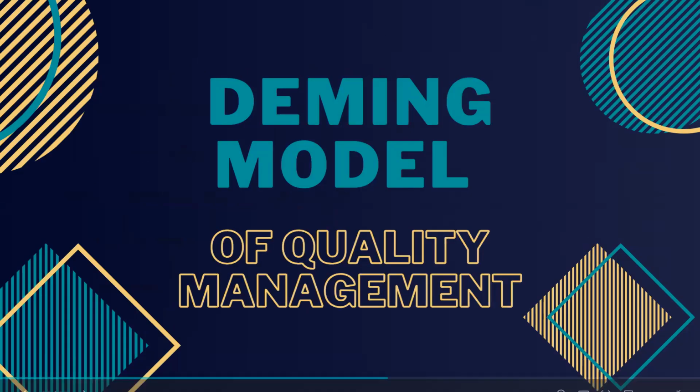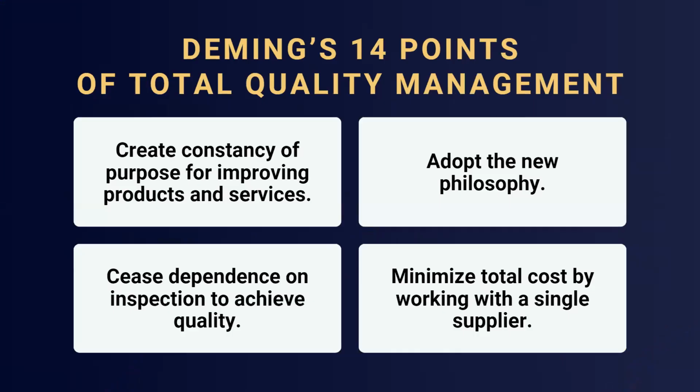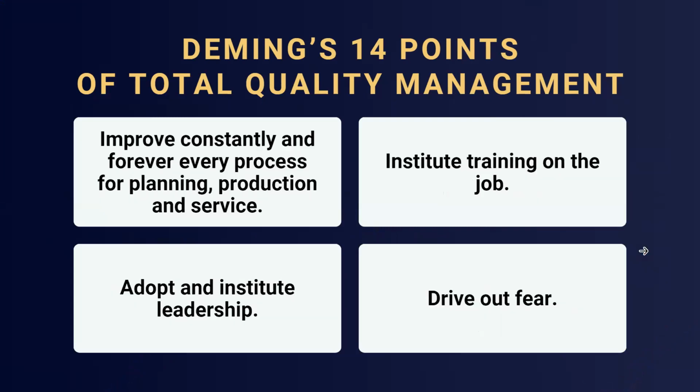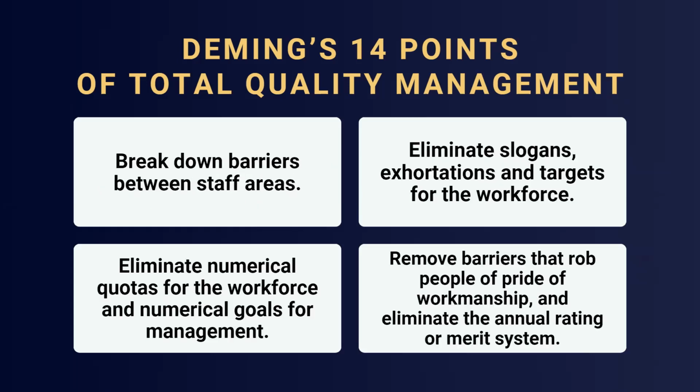Deming model of quality management. Deming's 14 points of total quality management include: Number 1, create constancy of purpose for improving products and services, adopt a new philosophy, cease dependence on inspection to achieve quality, minimize total cost by working with a single supplier, improve constantly and forever every process for planning, production, and service, institute training on the job, adopt and institute leadership, drive out fear, break down barriers between staff areas, eliminate slogans, exhortations, and targets for the workforce, eliminate numerical quotas for the workforce and numerical goals for management, and remove barriers that rob people of pride of workmanship, and eliminate the annual rating or merit system.